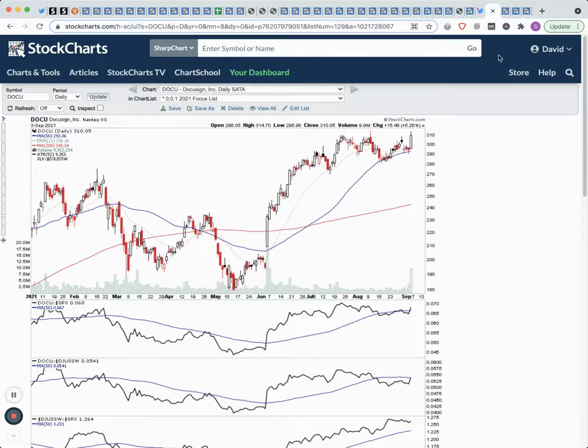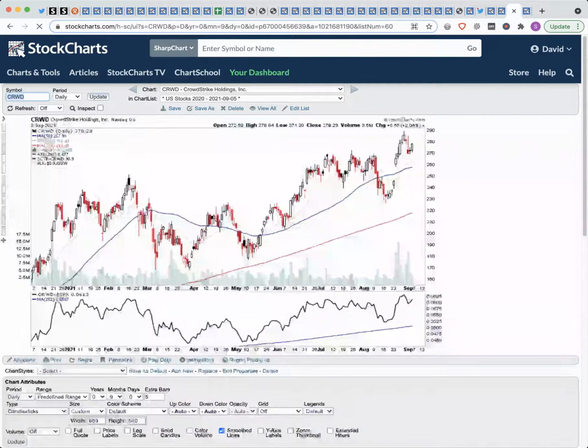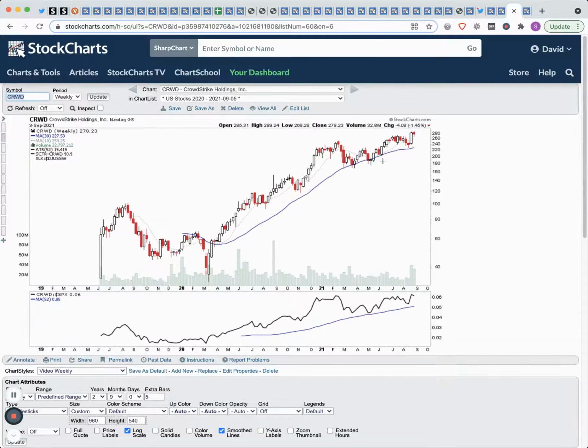And what else we got? So on here there was CrowdStrike I was talking about. So this one, if we go to the weekly chart on this, has been making a lovely IPO advance phase, stage 2 advance. Did move into stage 3 for a little bit down here, and then it's made a stage 2 continuation breakout up here.